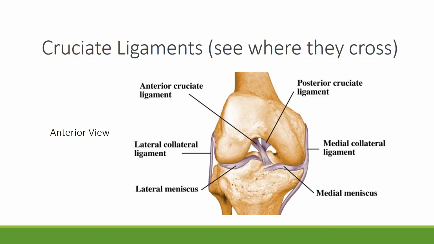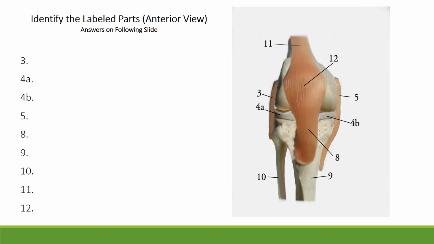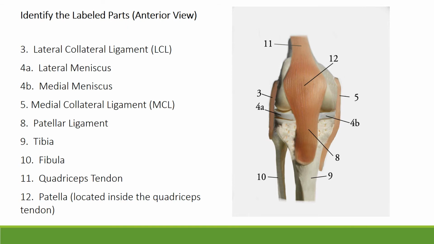Take a look at this diagram and note where the anterior cruciate ligament, the ACL, and the posterior cruciate ligament, the PCL, cross. See if you can identify the parts of the knee. The answers are on the following slide. Here are the answers. I hope you did well. If not, you may want to go back and review.